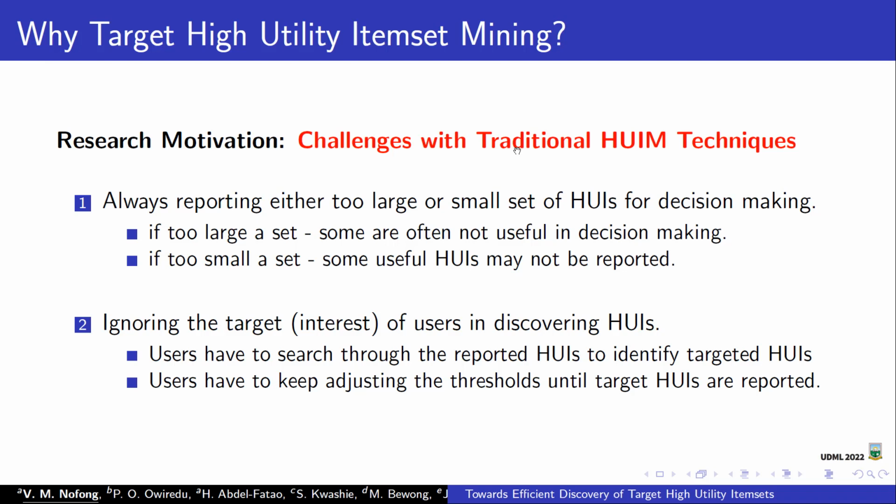And finally, they end up ignoring the targets or interests of users. So the user is interested in a set of items that are of high utility, but it reports more without taking note of what the user wants. So either the user has to search through to find those that he or she is interested in, or you keep adjusting the utility threshold until those that are of interest are reported.